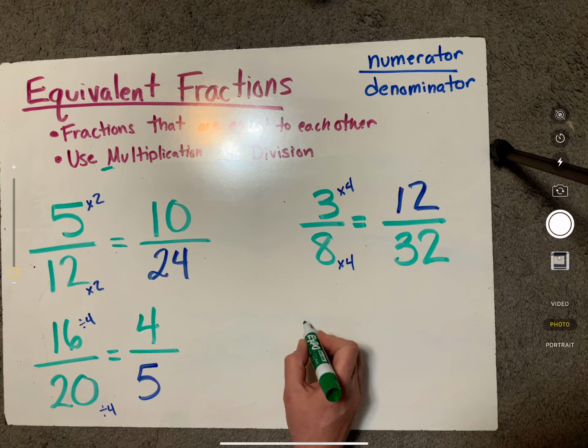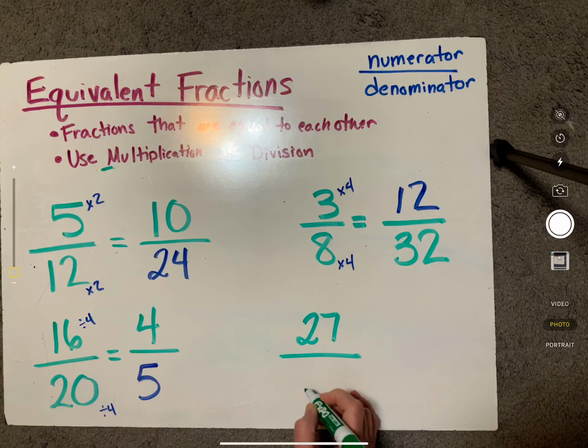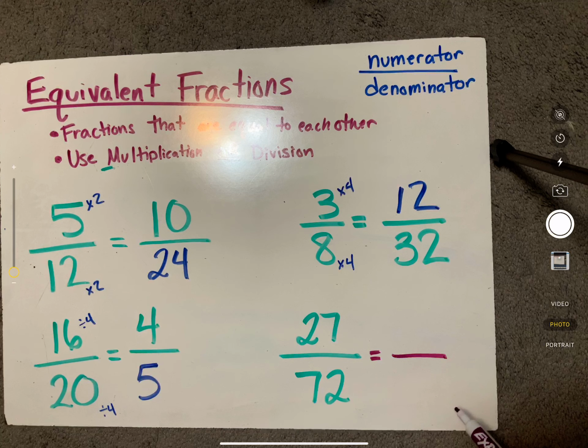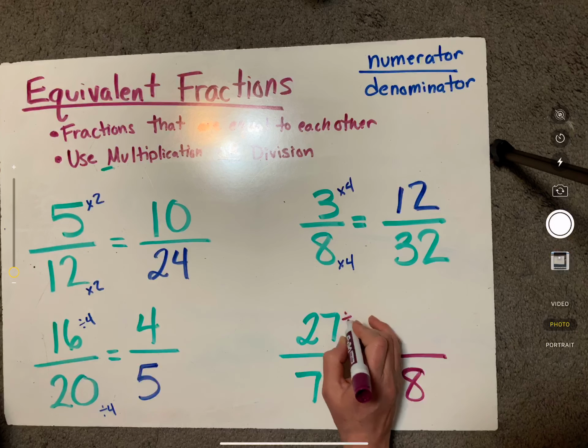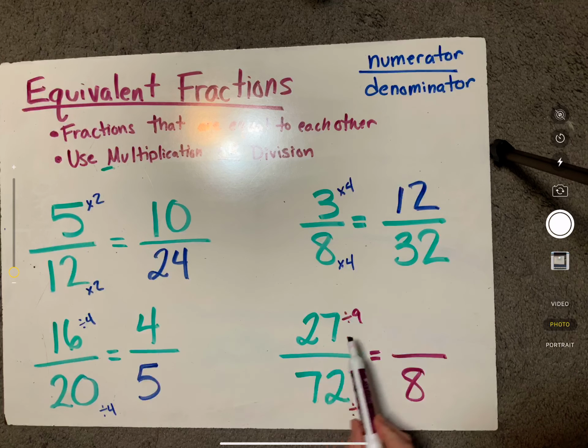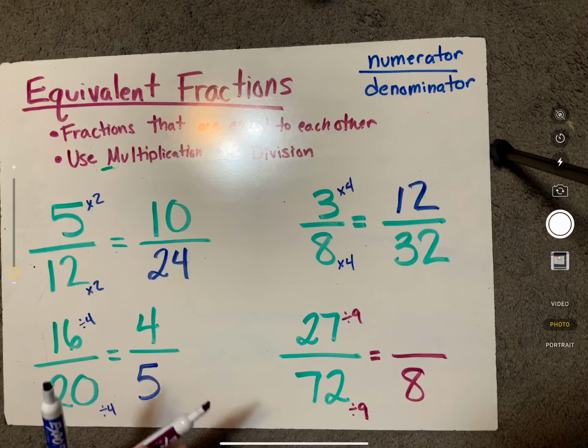Let's do 27. This is going to be a tricky one. 27/72. And let's say our denominator over here is going to be 8. Okay, so you have to think. Now they're getting smaller, so we're going to use division here. So 72 divided by what would be 8? Divided by 9. So we have to divide the top by the same thing too. So our numerator, 27 divided by 9 equals 3. So 3/8 would be that fraction mystery.